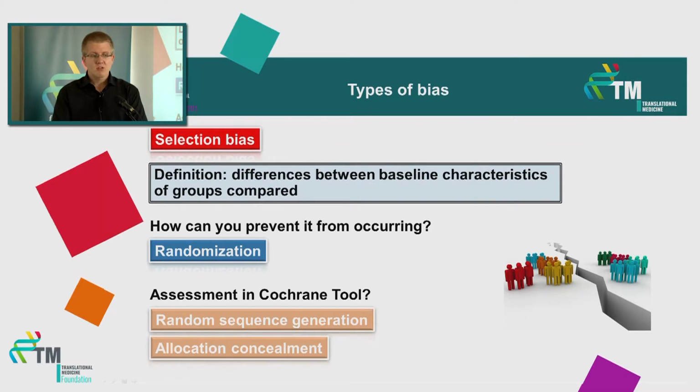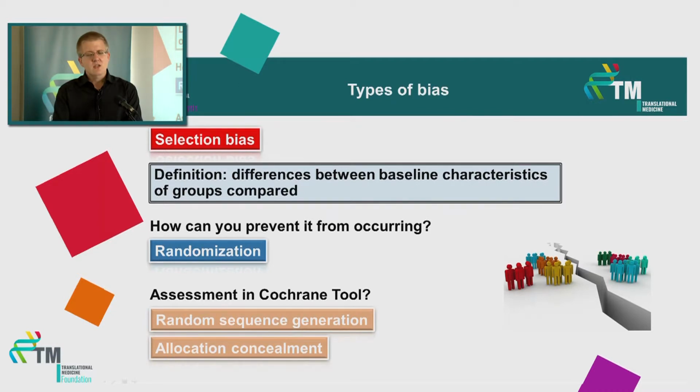For example, there are so-called quasi-randomized studies, when the day of the week decides to which group a patient will be allocated. These are not real random sequences. Random sequences can be generated, for example, by computers or by random number tables. Allocation concealment.